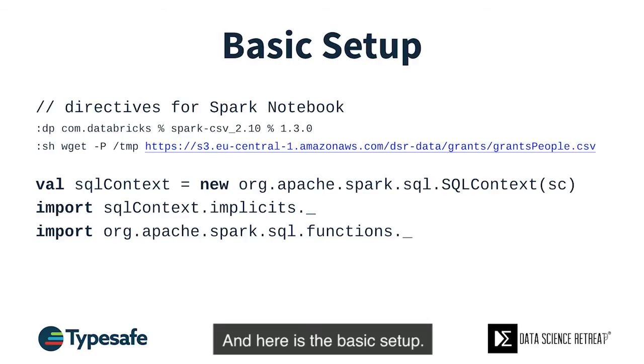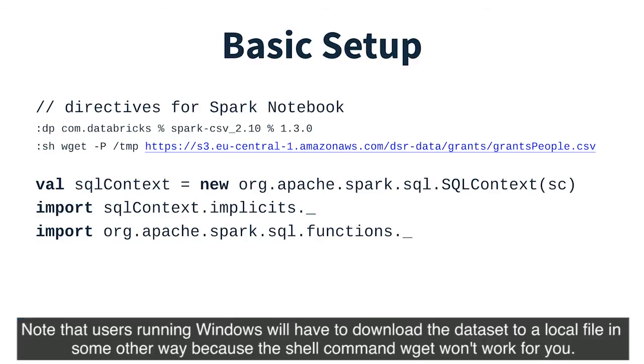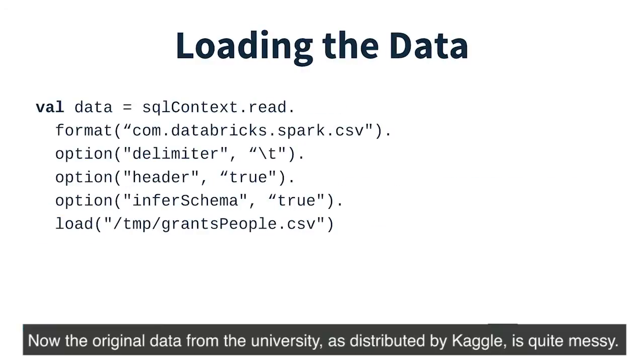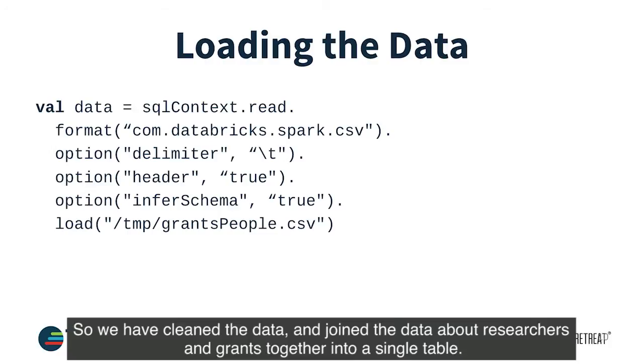And here is the basic setup. Note that users running Windows will have to download the dataset to a local file in some other way because the shell command wget won't work for you. Now, the original data from the university, as distributed by Kaggle, is quite messy. So we've cleaned the data and joined the data about researchers and grants together into a single table.